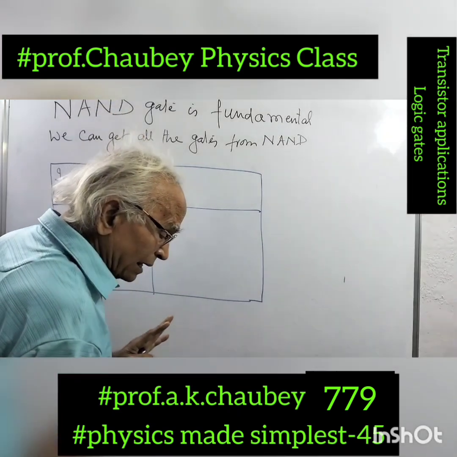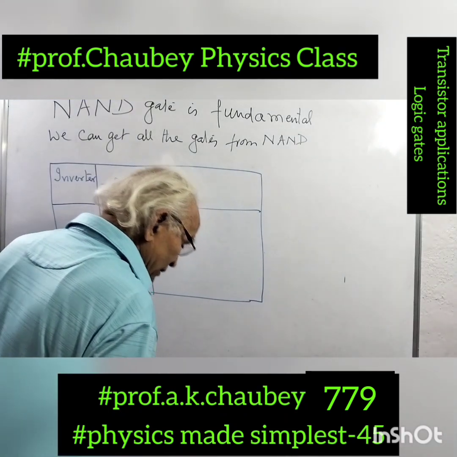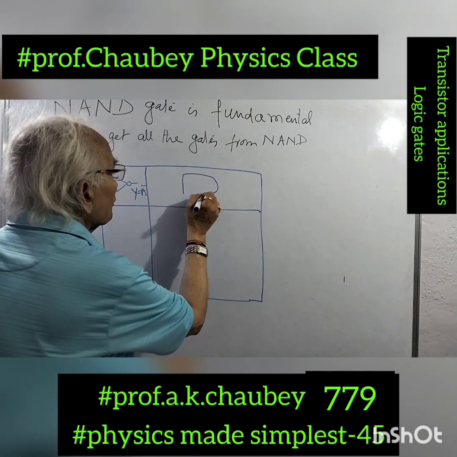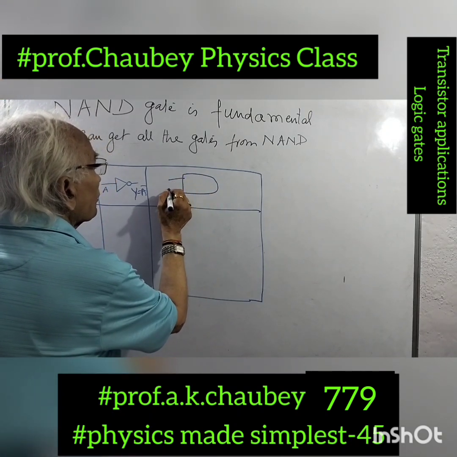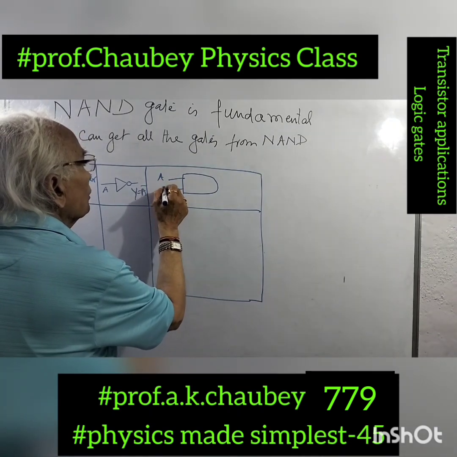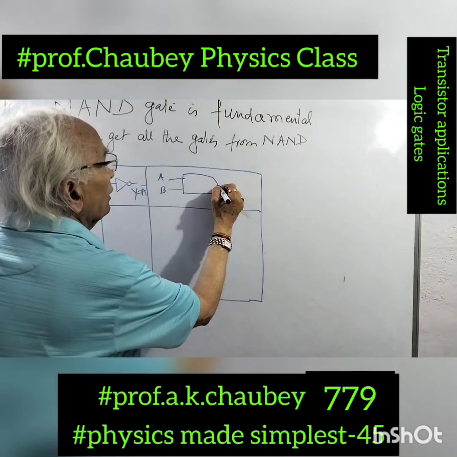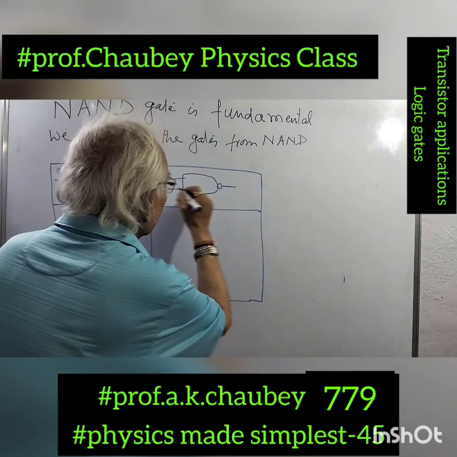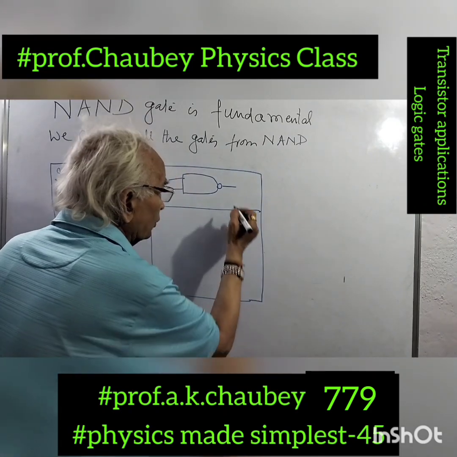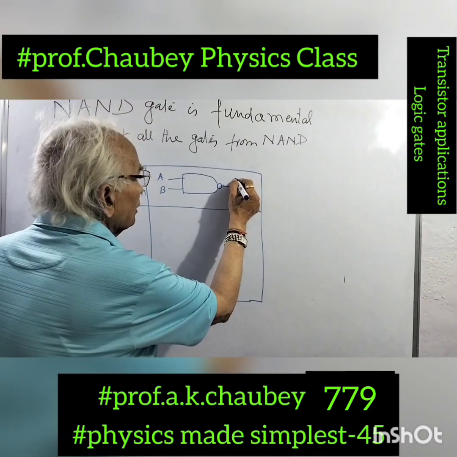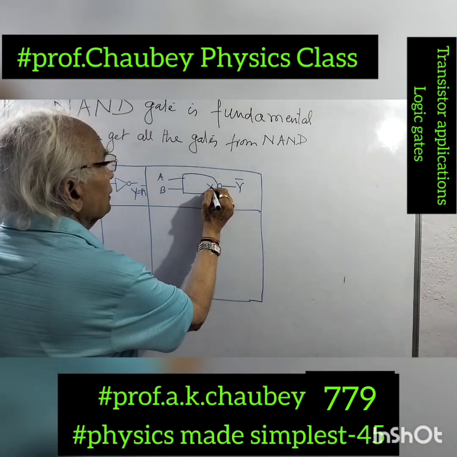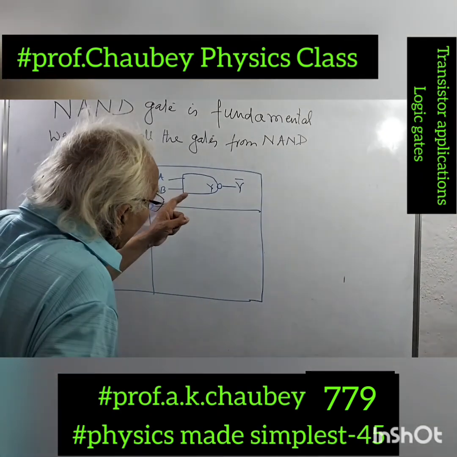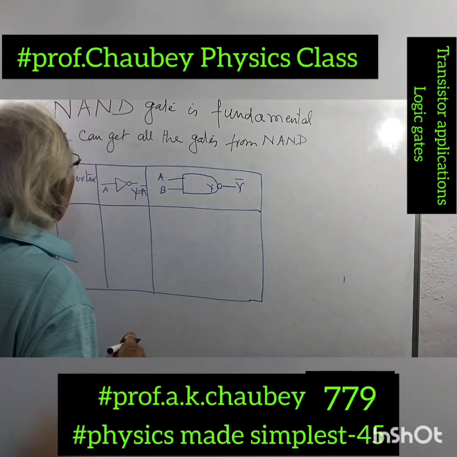Then I go to how to get inverter from NAND gate. We see NAND gate is A and B, two inputs, and here we have NOT connector. So this is A and B, and if A and B is the output Y, then this is Y inverse. Now you can see how from this NAND gate we get inverter.